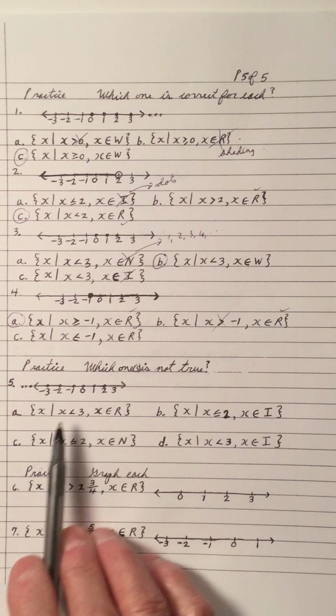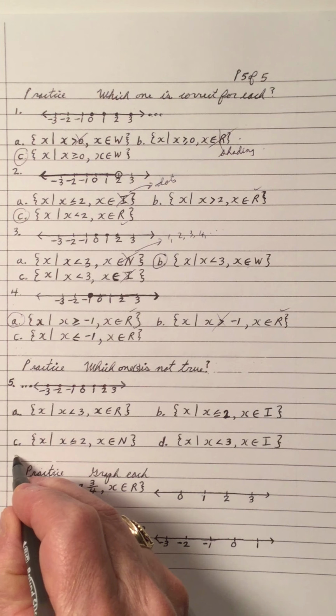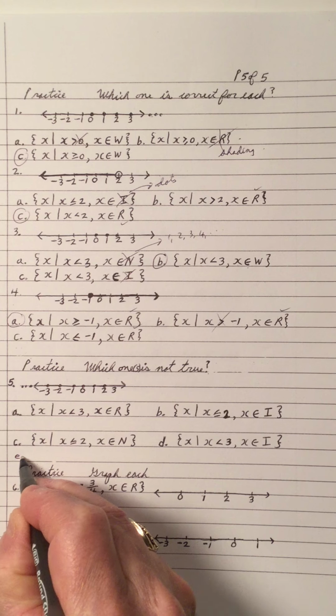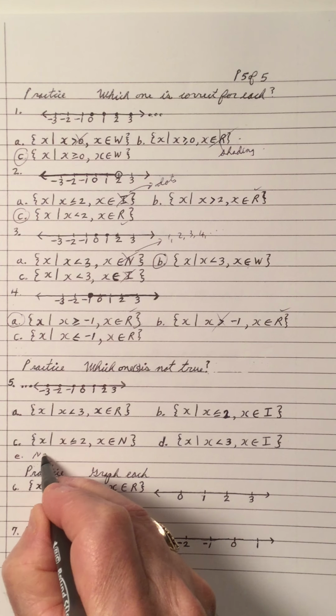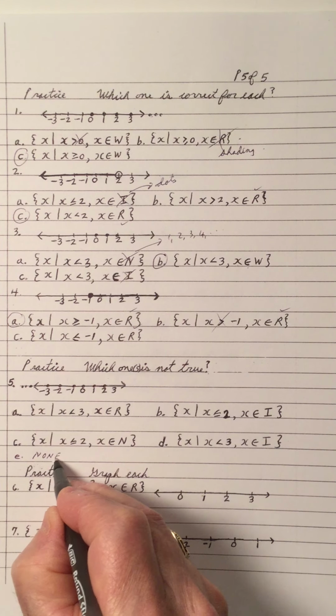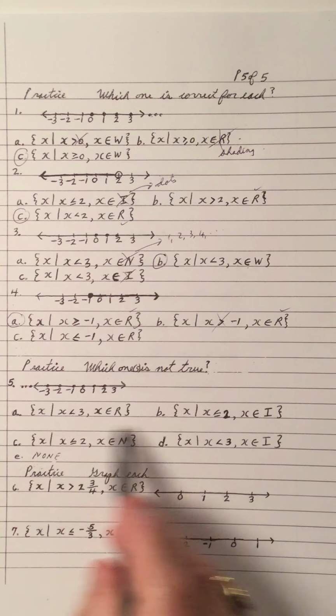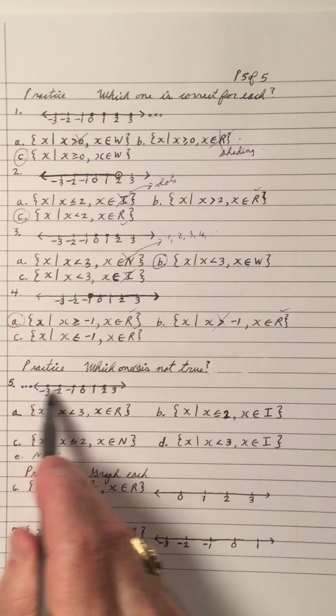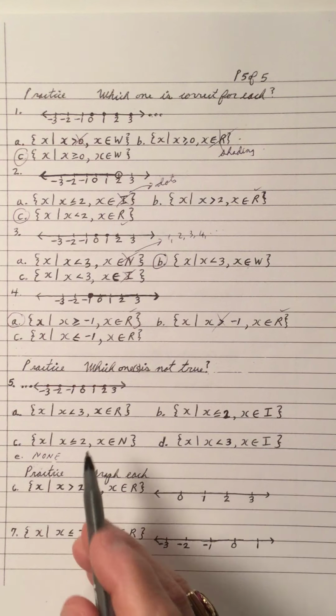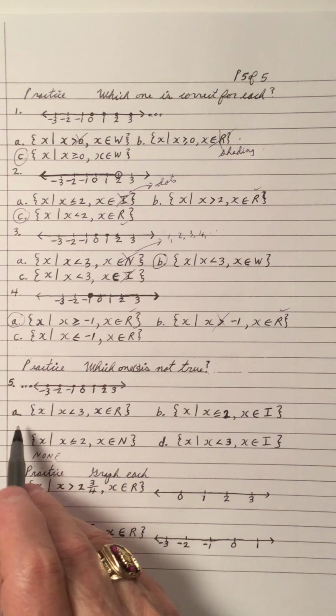So which ones are true? And let's say they have an option E. Sometimes some teachers say none. Let's say I put none in here for a second. That means it's a possibility that none of these will be true for this set. So just be careful. Let's see what we have.